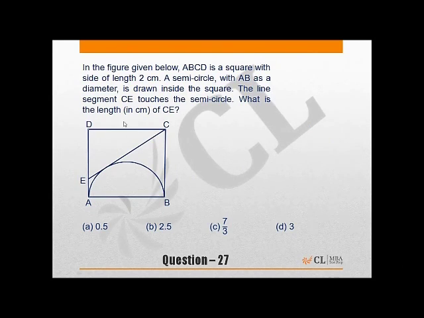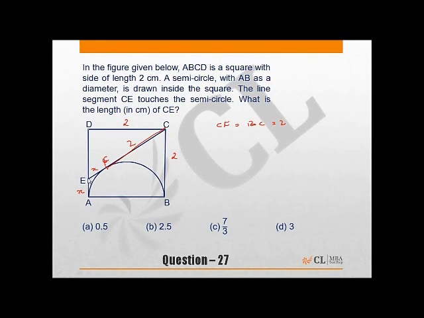We know that this is a square of side 2 centimeter, and on AB we have a semicircle drawn. EC is a tangent. Since EC is a tangent, let me put this as F. CF and BC should be equal. Why? Because CF and BC both are tangential to the circle starting from the same point, so they should be equal. So equal to 2, this is also equal to 2. Similarly, if this is X, this will also be equal to X.